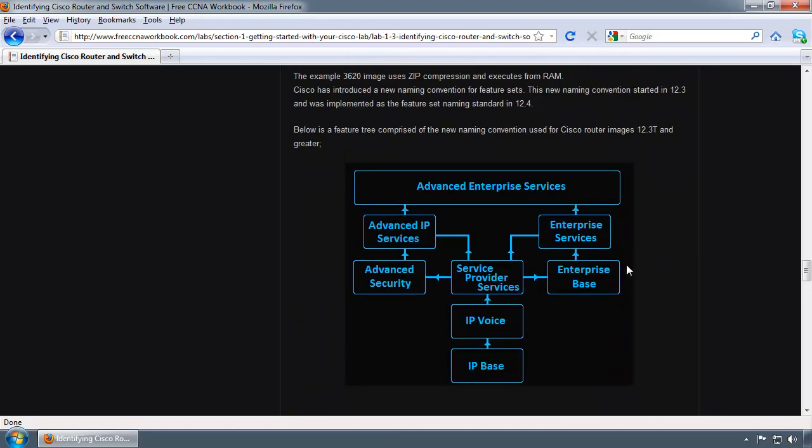Like I said, it keeps going up, and basically Advanced Enterprise Services is the ultimate version of IOS. It includes all of the features in IOS for a specific platform. Most commonly in the field, you will deal with IP Base, IP Voice, Advanced Security, or Advanced IP Services. Those are by far the four most popular images that you'll be using. However, there are some places that use Advanced Enterprise Services, and if you work in a service provider environment, you'll most likely see Service Provider Services or Enterprise Services or Advanced IP Services.